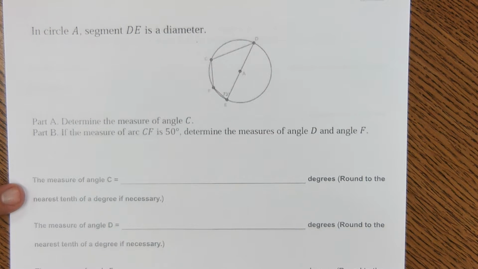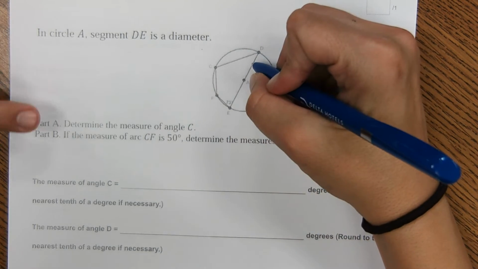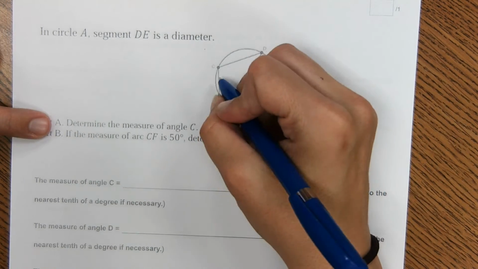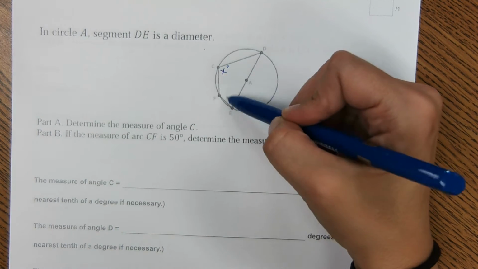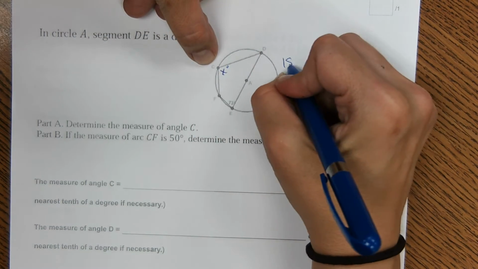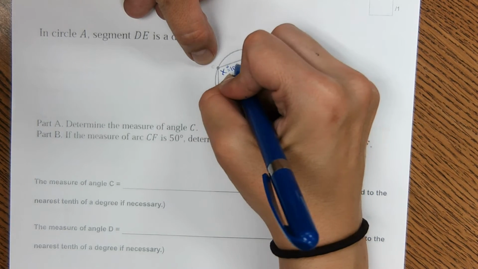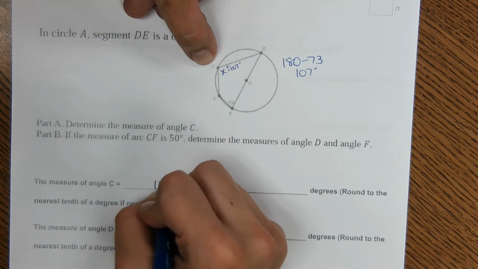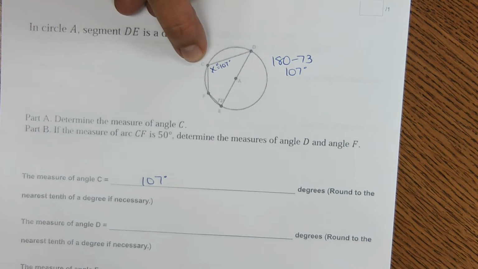In circle A, segment DE is the diameter. So here is our diameter. Determine the measure of angle C. So we're trying to find this measure here. With an inscribed quadrilateral, the opposite angles are supplementary. So to find angle C, we do 180 minus 73, 107 degrees, and that would be the measure of angle C, so 107 degrees. Then measure of angle D is what it's asking for next.